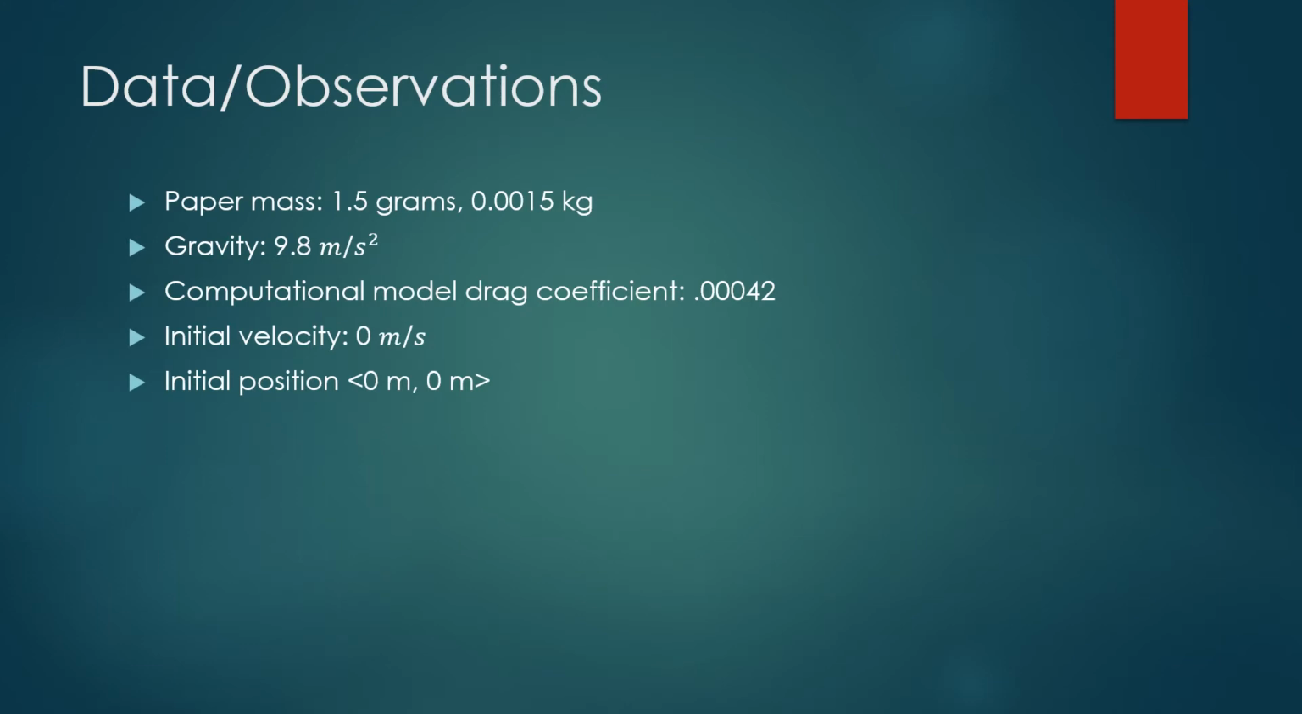Here we have our data and observations. So we have our paper's mass, which is 1.5 grams or 0.0015 kilograms, our gravity, our drag coefficient, our initial velocity, and our initial position.